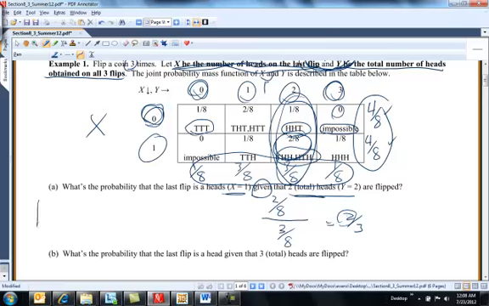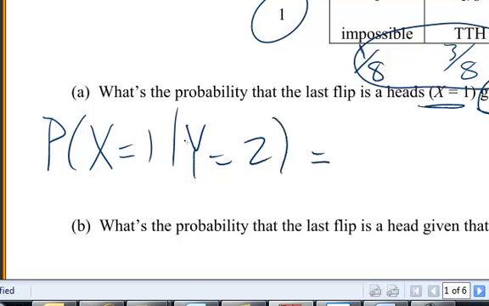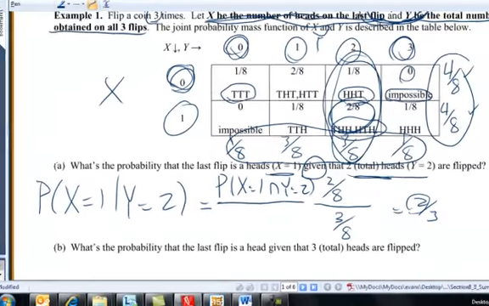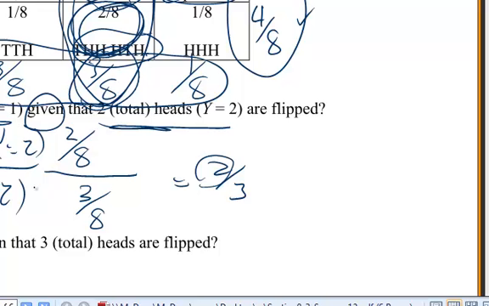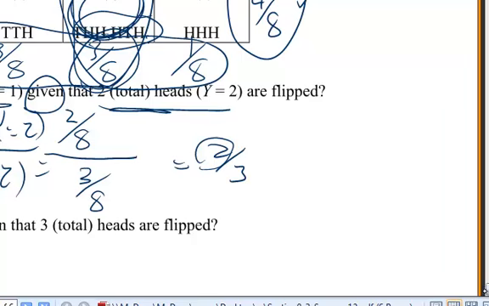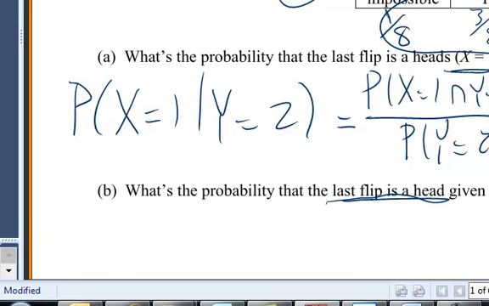So in other words, what I'm trying to find is probability X equals 1 given Y equals 2, and the top is just the intersection, and that's where we got 2/8 from, over the probability Y is equal to 2, which is 3/8. But again, we could just do it from looking at the table. I'm going to try to not go down very much farther because I don't want to lose the nice picture or the nice table we have. What's the probability that the last flip is a head given that 3 total heads are flipped? Well, it has to be 1, right?